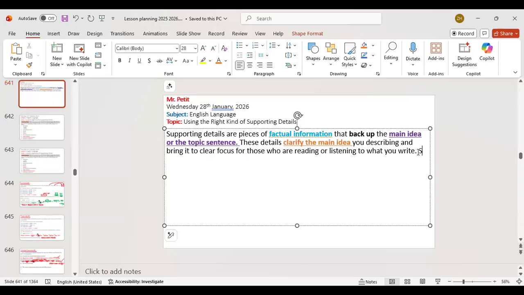So, supporting details can be any kind of facts that help to develop or support the main idea you are trying to convey. So what are some examples of supporting details that you could use?